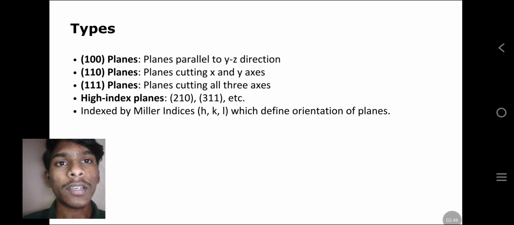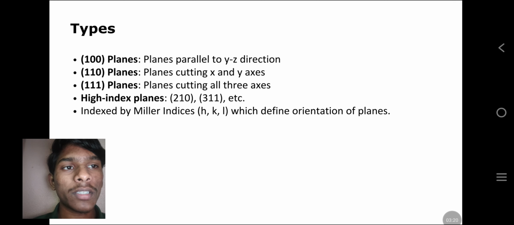Types: 100 planes are parallel to the YZ direction. 110 planes cut the X and Y axes. 111 planes cut all three axes. Then there are high index planes, 210 and 311, etc. Planes are indexed by Miller indices h, k, l, which define the orientation of planes.